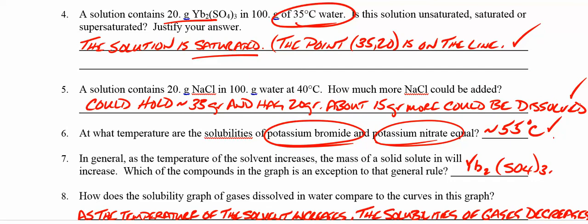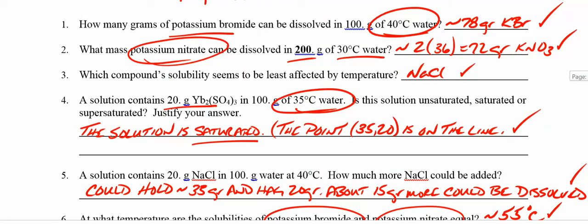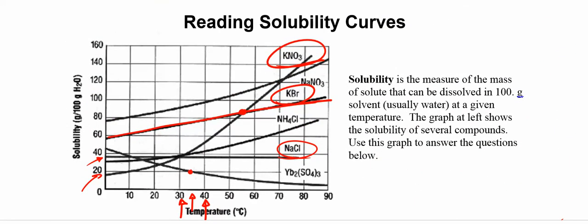Let's look at number 7. It says, in general, as the temperature of the solvent increases, the mass of a solid solute in it will increase. Which of the compounds in the graph is an exception to that rule? We've already made reference to that. It's this one right here. It's yttrium sulfate. This one down here on the bottom.